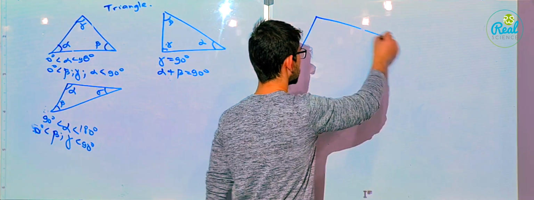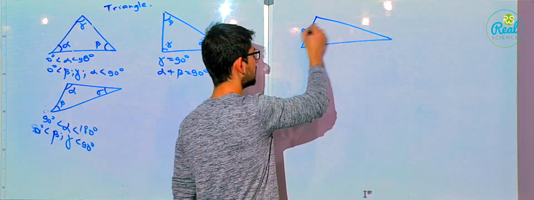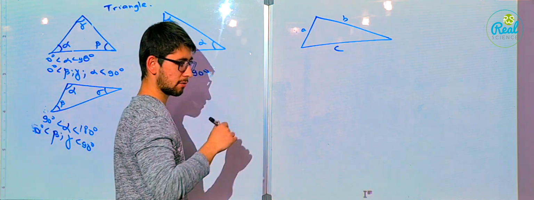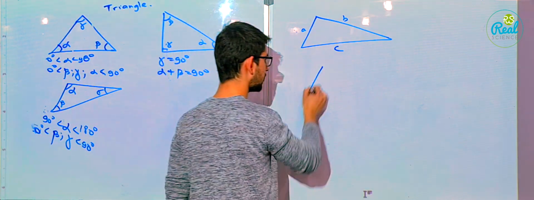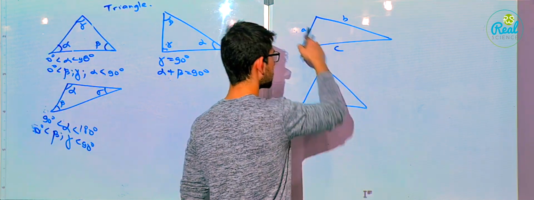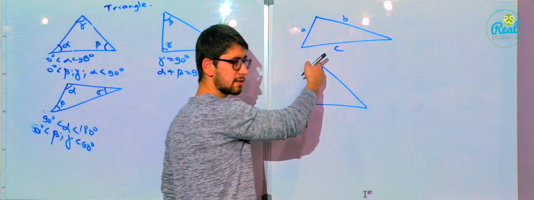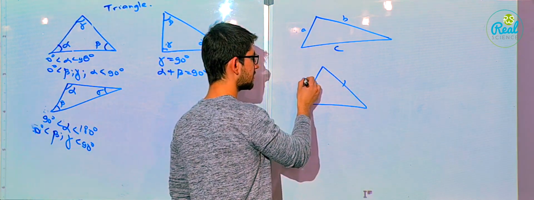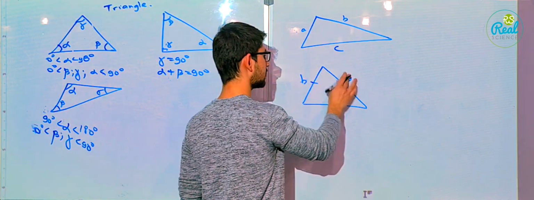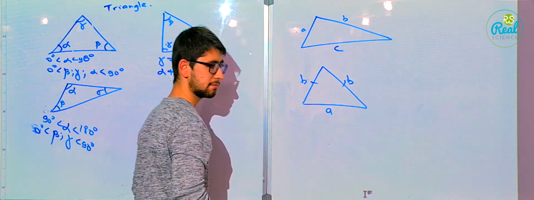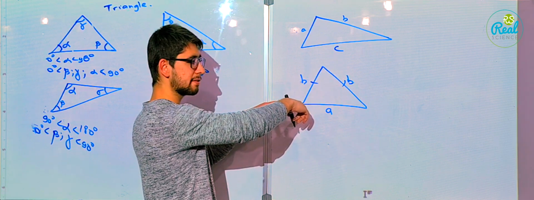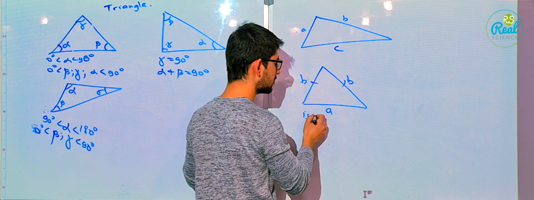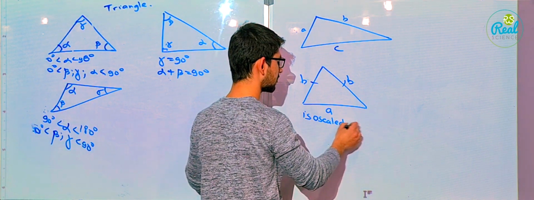Now, with respect to sides. Let's talk about the sides of a triangle A, B, C. It can be any triangle, right? If you have different sides, A is not equal to B, B is not equal to C, and C is also not equal to A. If two of your sides are equal, let's say B, and you have a base A, your base is different than its sides. This triangle is called an isosceles triangle.